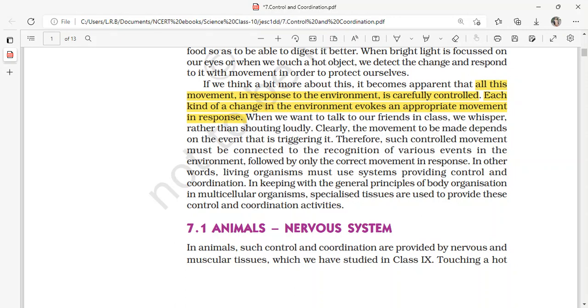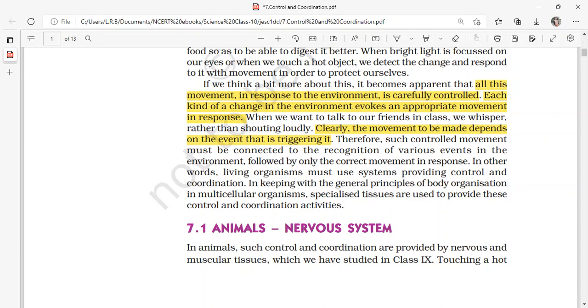If you are playing in the ground and your friend is doing something else, and you want to call your friend, you need to make a loud noise, isn't it? You need to shout in the ground. But when you want to talk to your friend, you need to whisper. So depending upon the need or the necessity for the movement, your body will be responding accordingly.